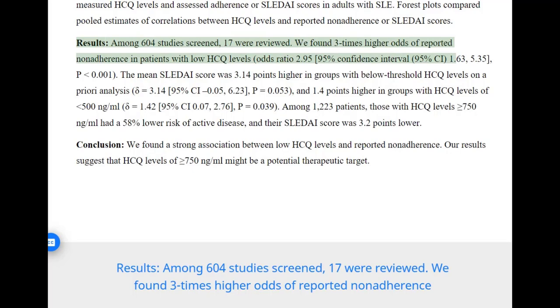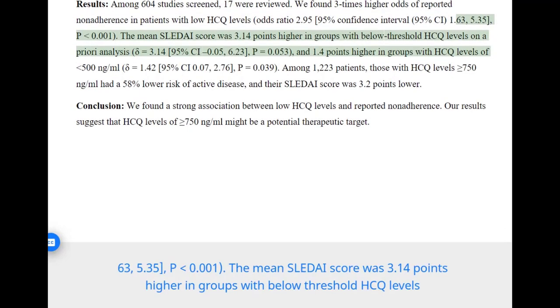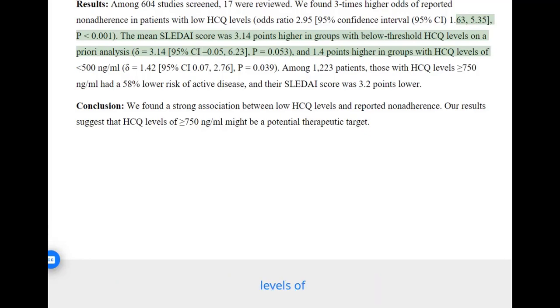We found 3 times higher odds of reported non-adherence in patients with low HCQ levels, odds ratio 2.95, 95% confidence interval, 95% CI, 1.63, 5.35, p 0.001. The mean SLEDAI score was 3.14 points higher in groups with below threshold HCQ levels on a priori analysis, 95% CI 0.05, 6.23, p equals 0.053, and 1.4 points higher in groups with HCQ levels of.